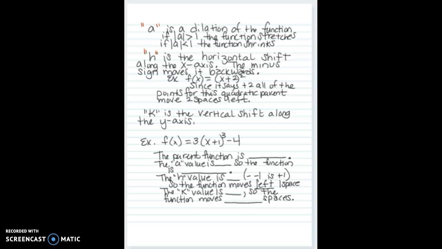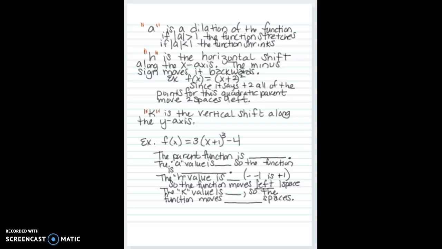The h is the horizontal shift along the x-axis. The minus sign moves it backwards. Example, if f of x equals the quantity x plus 2 squared, this function says plus 2. So all of the points for this quadratic parent have to move 2 spaces to the left because you're actually subtracting a negative 2 to get that to be positive. So it moves 2 spaces to the left. The k is the vertical shift along the y-axis, moving up or down.